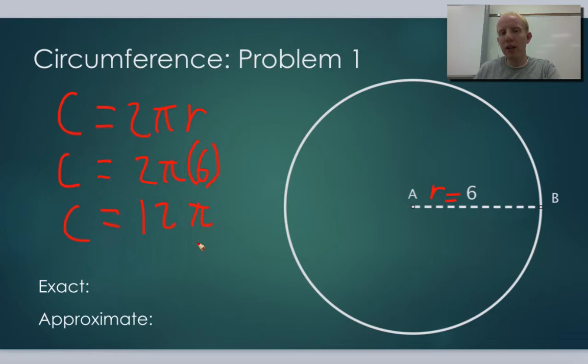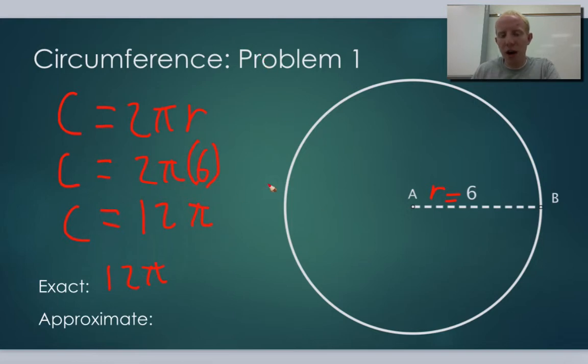When we find the value of the circumference, there are two different values we want to report: the exact value and the approximate value. In this case, this answer with the pi in it is already an exact value. If we put that our answer is 12 pi for the exact circumference, that would be marked correct, because pi is an irrational number.